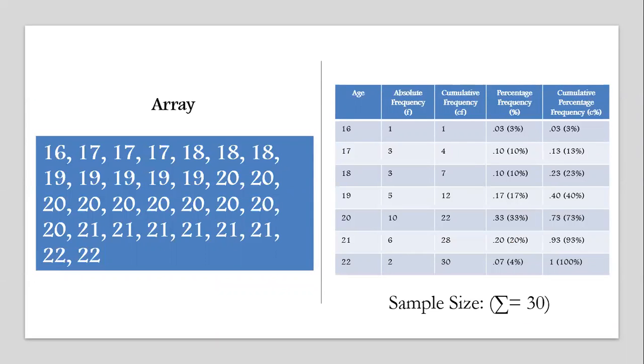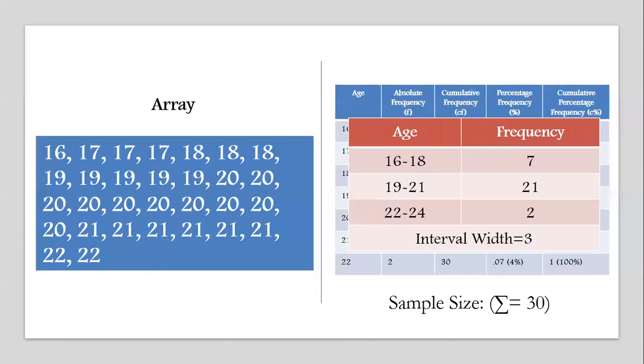We have all of the columns in various frequency distribution tables represented here. So now what we want to do is create a grouped frequency distribution. And there are many different ways to go about doing this. The interval width does not have to be 3. This is just an example. We can choose our interval width. The interval width is totally up to you. But in this case, I've chosen an interval width of 3.